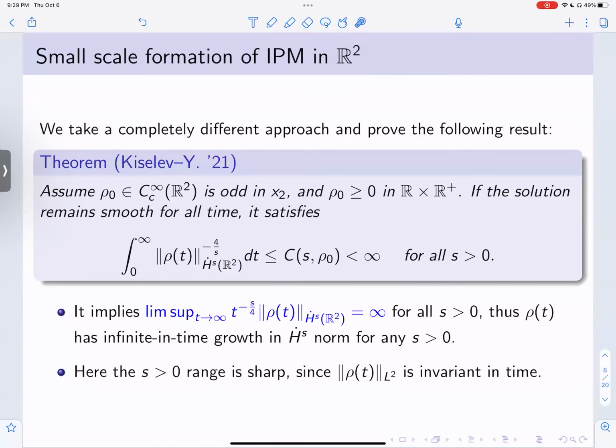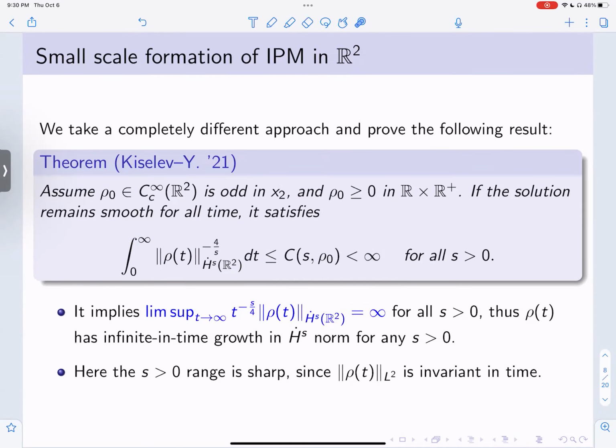Let's consider any initial data that is smooth, compactly supported, odd in the x2 variable, and let's say that on the upper half plane we make it non-negative. Then one would do an odd reflection into the lower half of the plane. For any such initial data, we prove that as long as the solution remains smooth for all time, during its lifetime it has to satisfy this estimate.